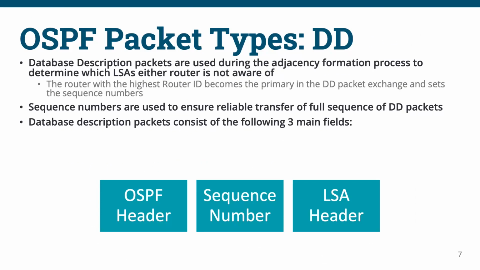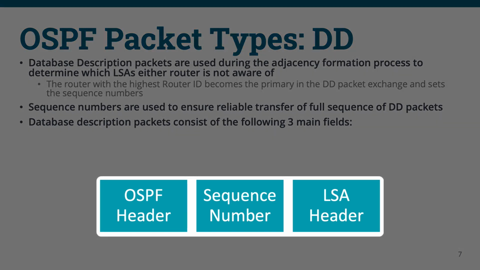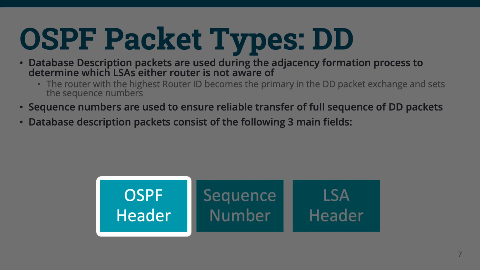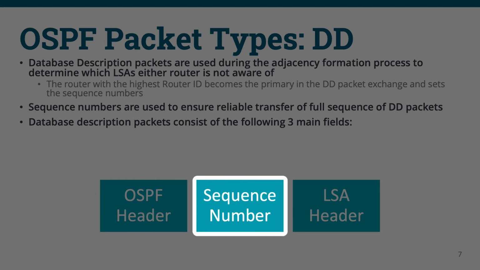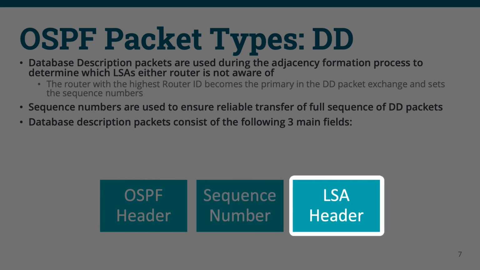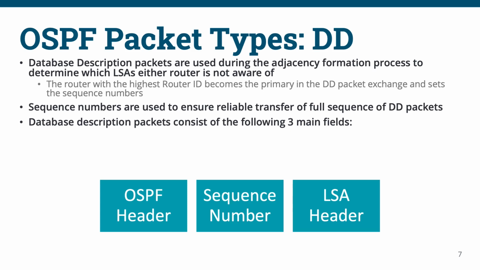The database descriptor packets are the Type 2 OSPF packet and contain 3 primary fields. The OSPF header that's included with all OSPF packet types, a sequence number to ensure reliable delivery, and a link state advertisement header for each LSA contained in the advertising router's LSDB. There are a few flags as well and options, which we'll review in the bitwise format shortly.